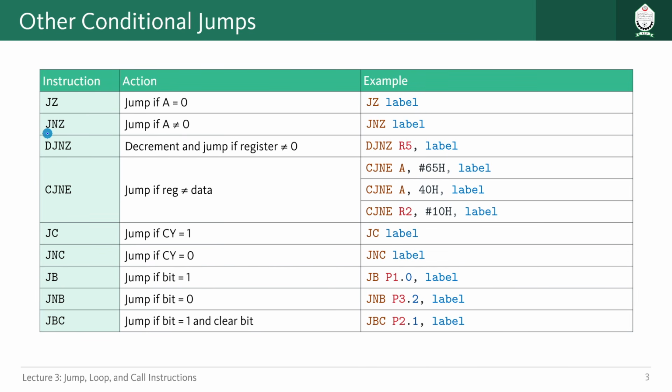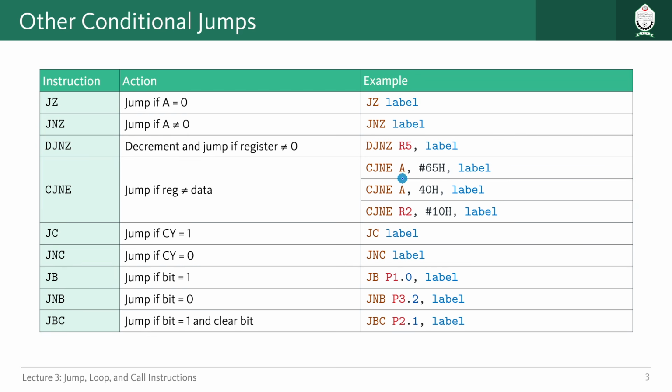Then the next one, jump if not 0, is just the opposite of the previous one. And DJNZ, I think we have already seen one example of that. And CJNE, this is quite important. This means compare and jump if not equal. So let us look at one example, which will be easier to understand.